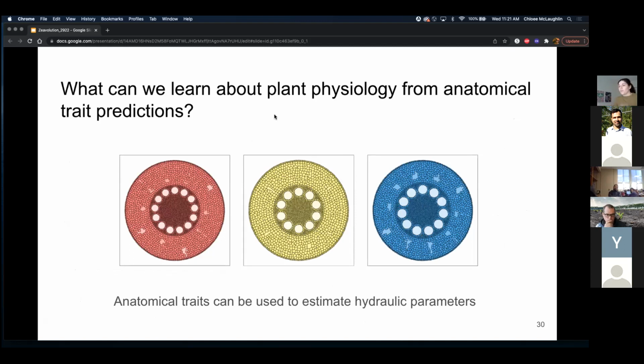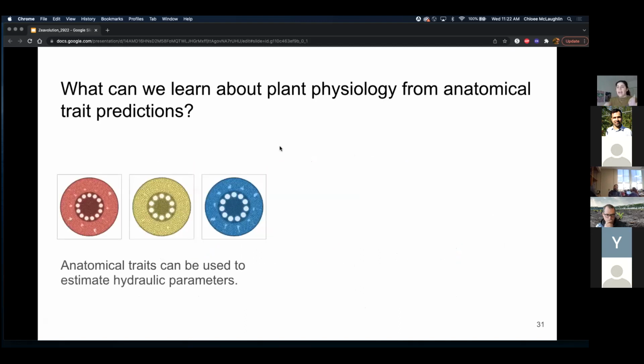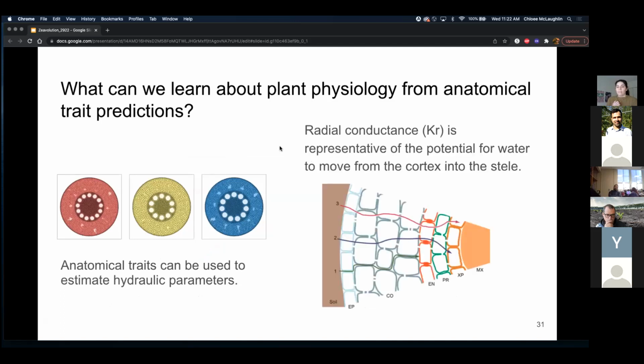And if you think back to the predicted cross sections I showed earlier in the talk, they aren't just pretty figures. They can also be used to estimate hydraulic properties of the root system. And this is because root anatomy defines the baseline for root radial hydraulic properties. And specifically today, I'll talk about radial conductance, which affects how quickly water moves from the cortex into the stele. And this step of water moving into the stele from the cortex is thought to be one of the largest constraints on plant water uptake, if not the largest constraint.